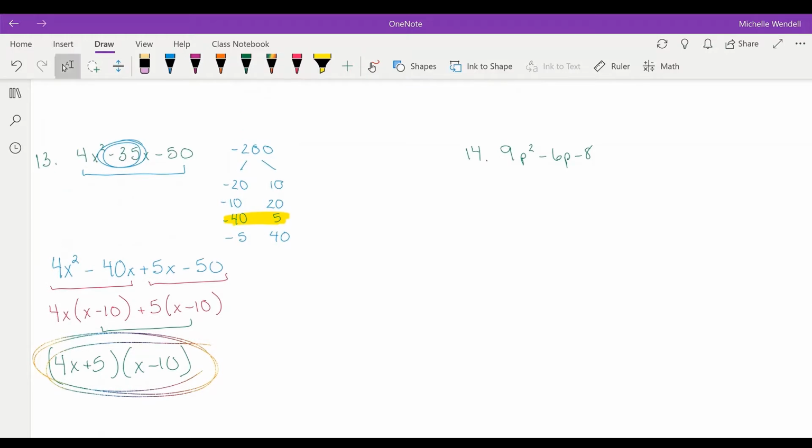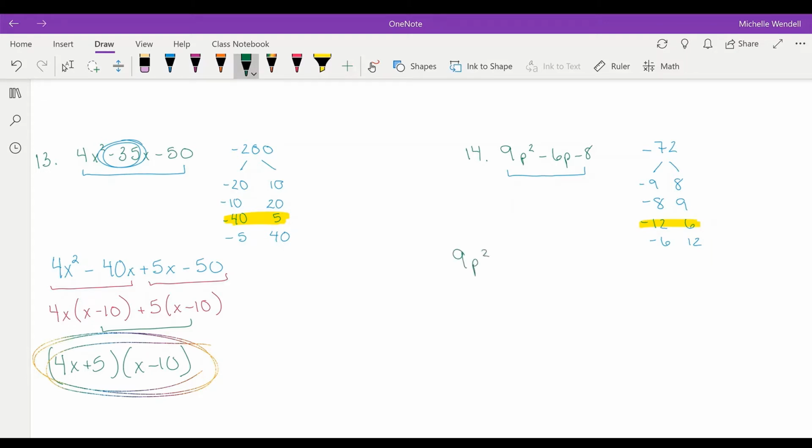I'm going to do the same thing here on 14. Take a times c, so 9 times 8 is negative 72. I'm going to go ahead and break that down. Negative 8 and 9. Negative 9 and 8. Then I have negative 12, 6, negative 6, and 12. So I need to figure out which of these factors are going to add to a negative 6, which is going to be these two right here.